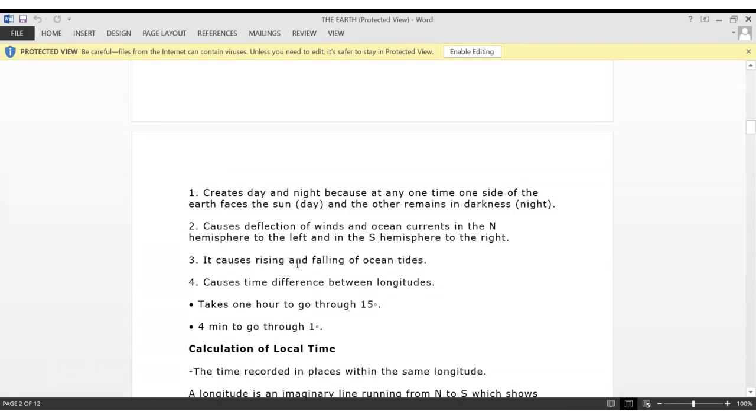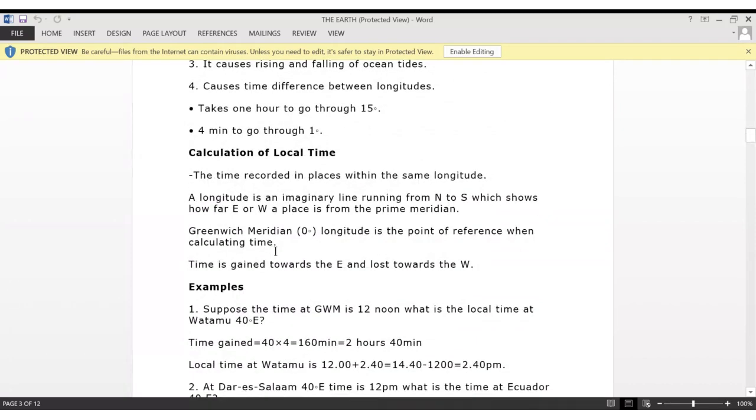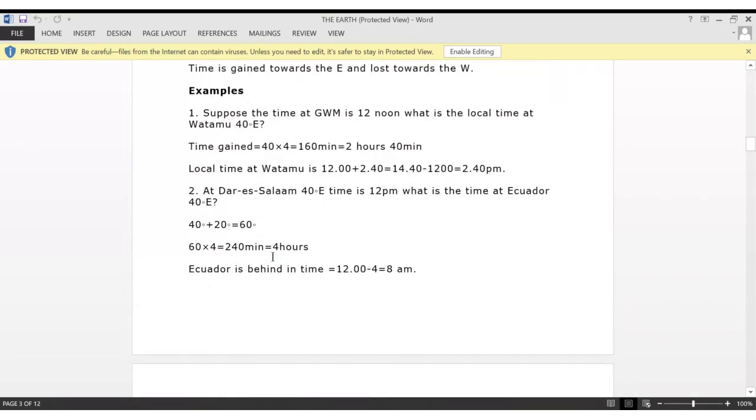So I want to talk about the calculation of the local time, whereby I want to go direct and explain. So let me take an example. Remember that time is gained towards the east and lost towards the west. And I want to emphasize this. The best formula we can say is that 1 degree is equal to 4 minutes. Whereby we want to take an example.